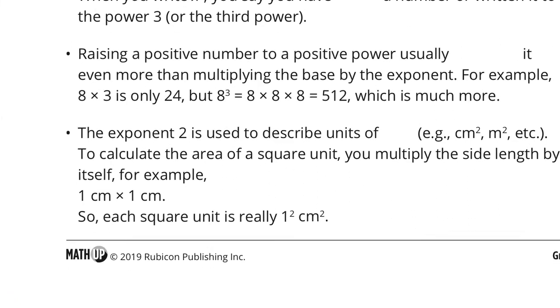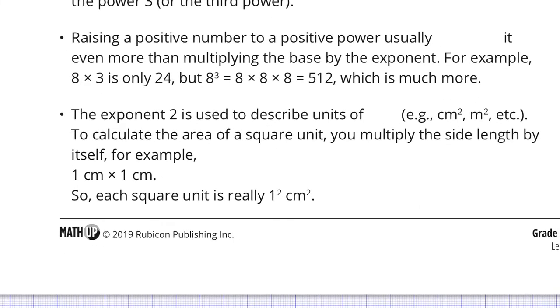Raising a positive number to a positive power usually increases it even more than multiplying the base by the exponent. For example, 8 times 3 is only 24, but 8 to the power of 3 is 8 times 8 times 8, which is 512, which is much more.